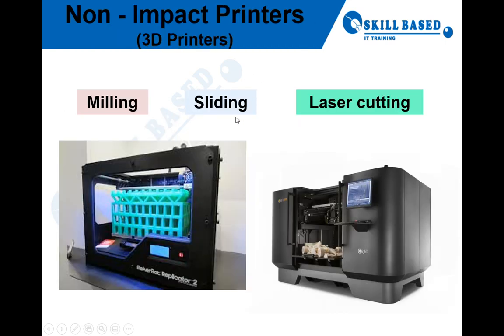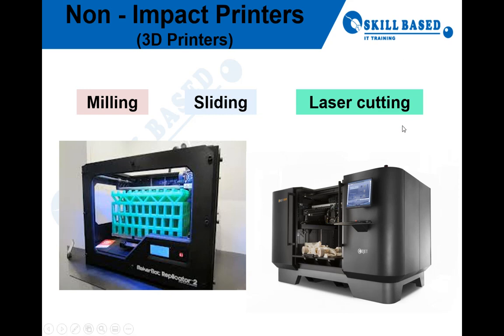Okay, and lastly, we also have the 3D printers. So 3D printers are also non-impact printers. 3D printers usually come in three types. So we have the moulding. Moulding meaning we have something like polyform, and then we will mold it. Okay, we will take out unnecessary parts, and then it becomes a structure or an object. So we also have sliding. So sliding is something like adding slide by slide to form an object. So we also have laser cutting.